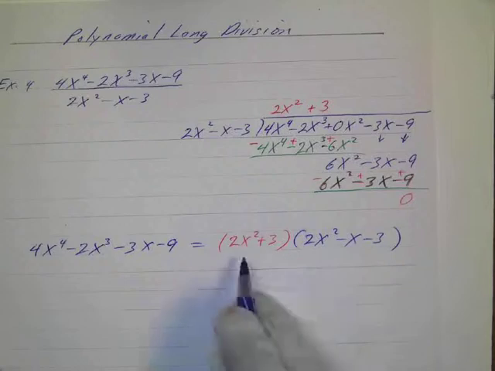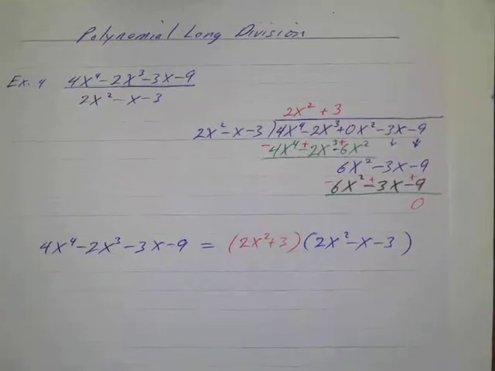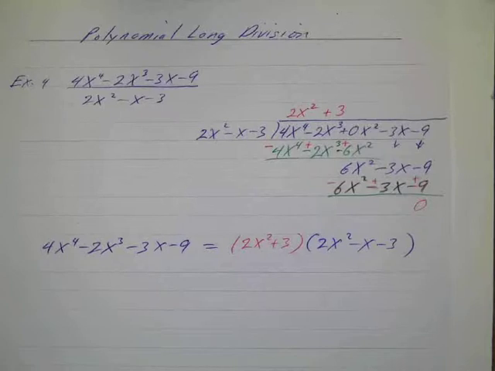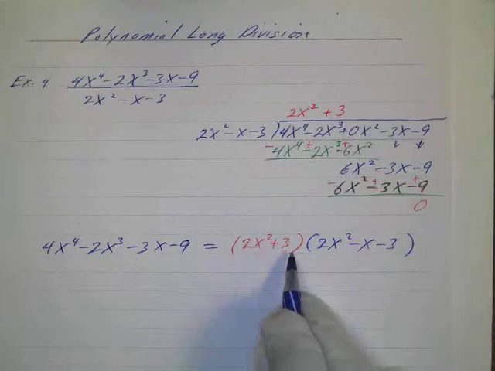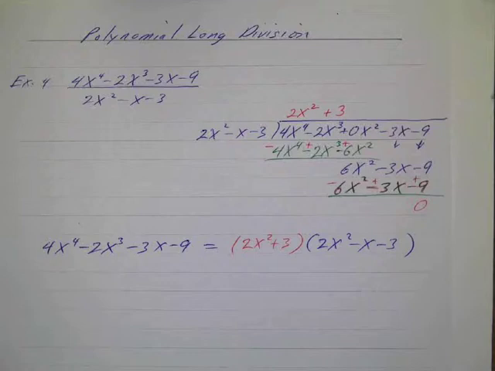So these are actually factors. So that's kind of nifty. Who would have thought? If we multiply 2x squared plus 3 times 2x squared minus x minus 3, we get that, believe it or not. So that's an interesting example.